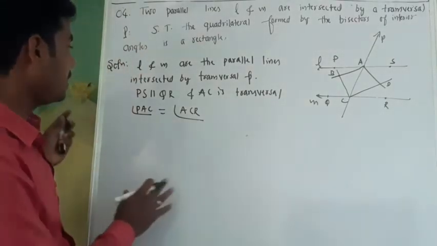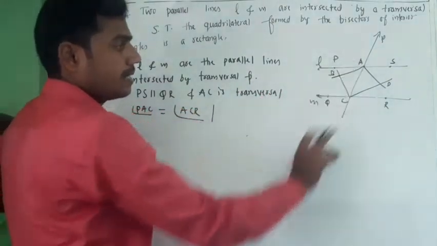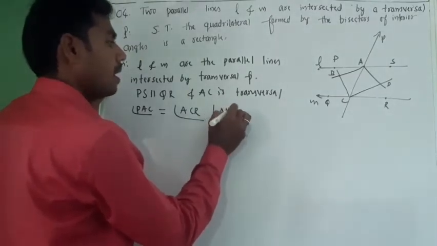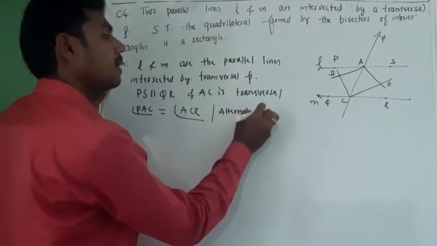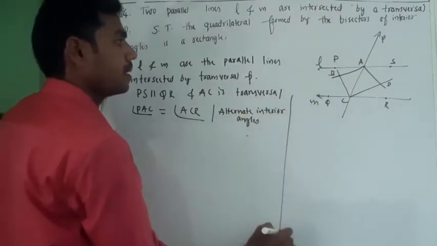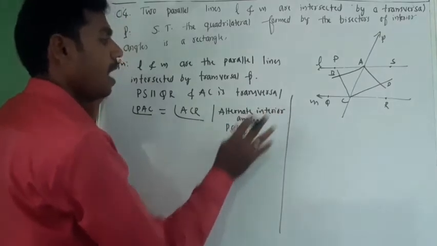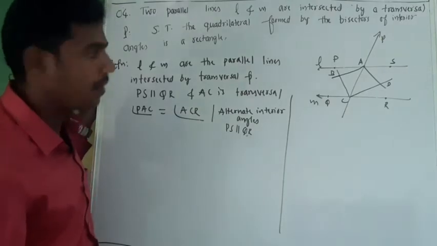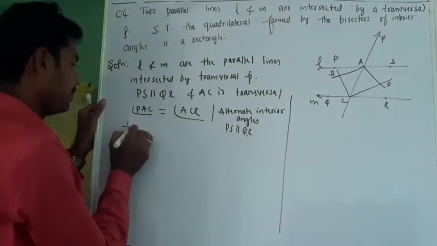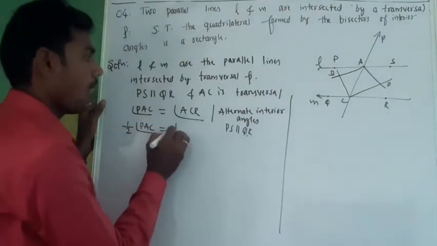Now, what can I write? Why is angle PAC equal to angle ACR? Because alternate interior angles. Since PS is parallel to QR, alternate interior angles will be equal. Now, what can I write? Half of angle PAC is equal to half of angle ACR.